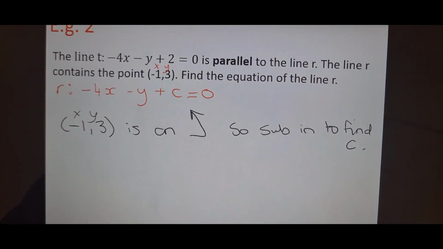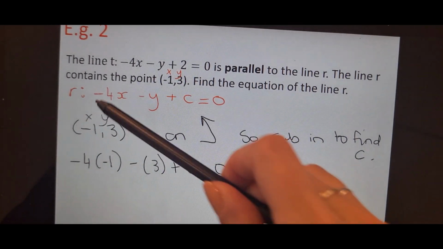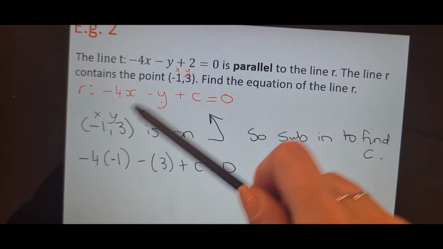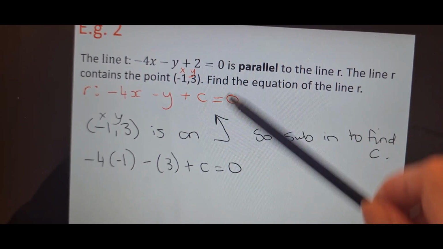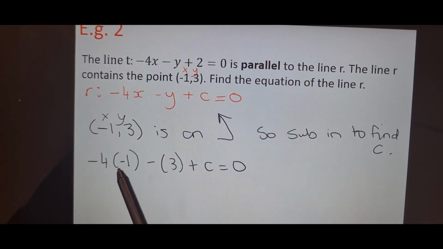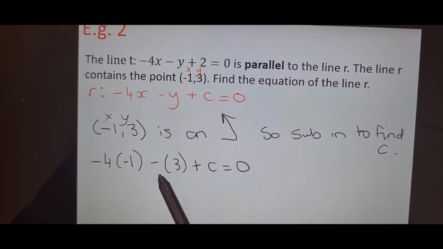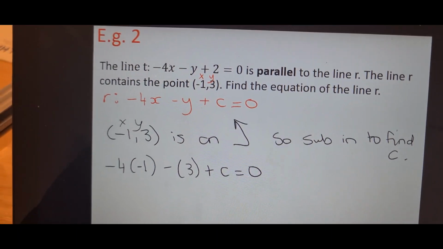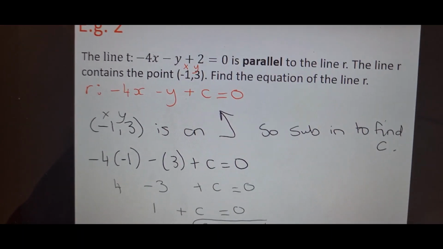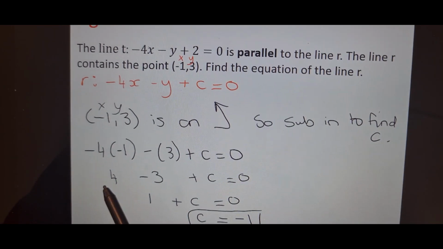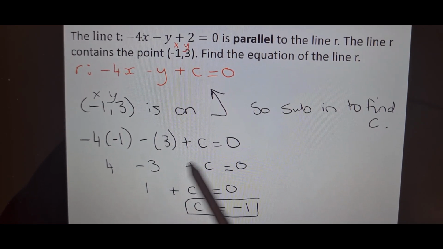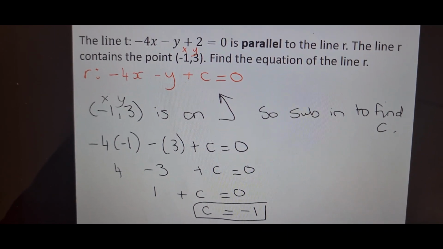Use brackets when you sub in. So it's going to be -4 bracket, x is -1, minus bracket, y is 3, plus your c is all equal to 0. Now tidy that up. -4 by -1 is +4. Minus multiplied by 3 is just -3, plus your c equals 0. So you've got +4 minus 3 plus c equals 0. Group your like terms. 4 take 3 is 1. So now it's going to be 1 plus c equals 0. Bring your 1 over and subtract it, and you'll get c is equal to -1.